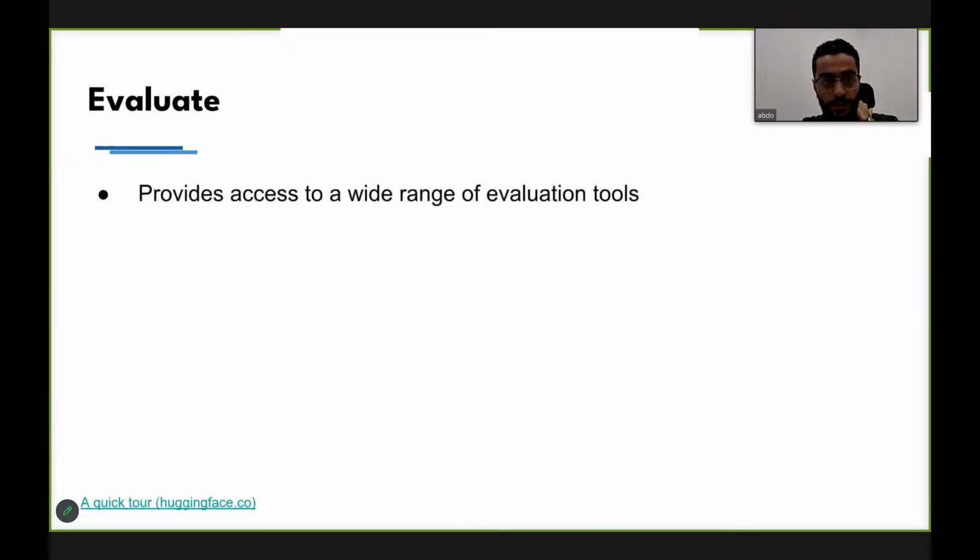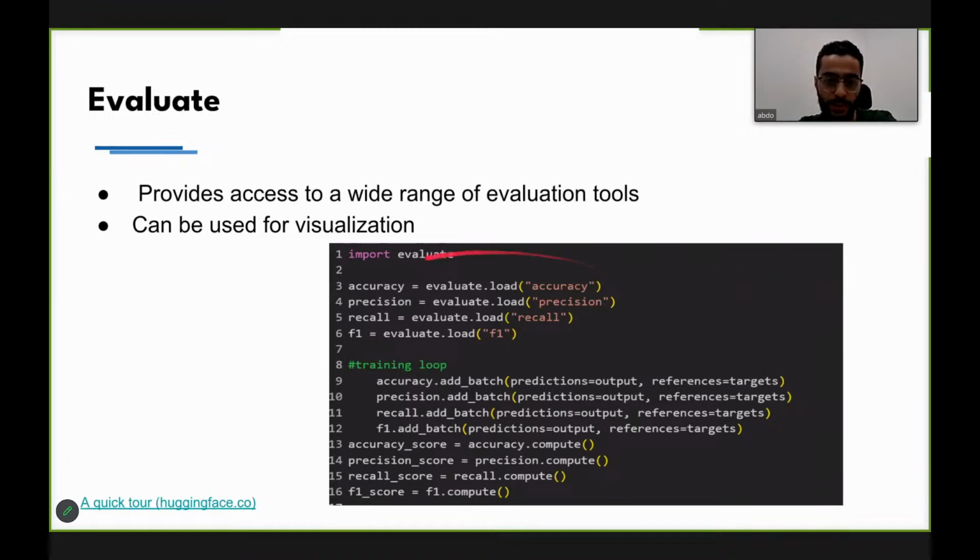All right, next is the evaluation. Hugging Face also provides access to a wide range of evaluation tools. It can also be used for visualizations, but I don't really recommend it much. Everything is under the evaluate class, so you'll have a lot of metrics. You can just call evaluate.load with the metric you want. There's accuracy, precision, recall, F1, there is ROUGE, there is BLEU, there is CIDEr, almost most of the evaluations that you would need. And it's very easy to use.